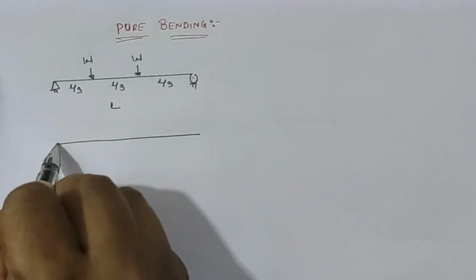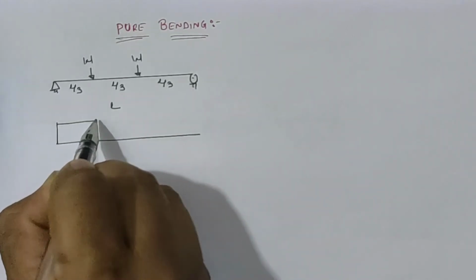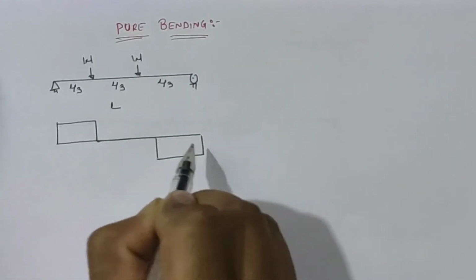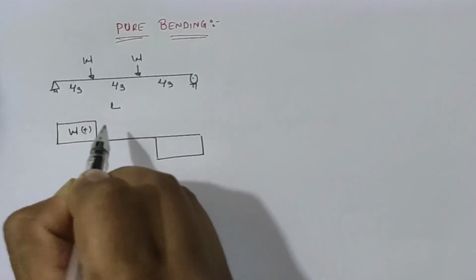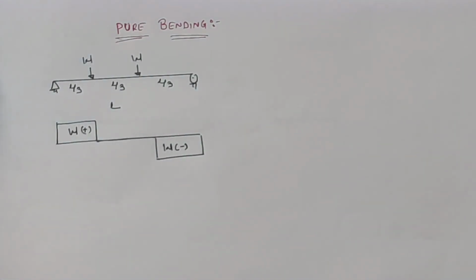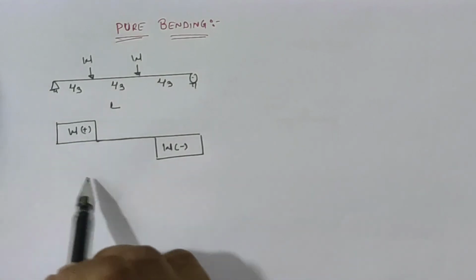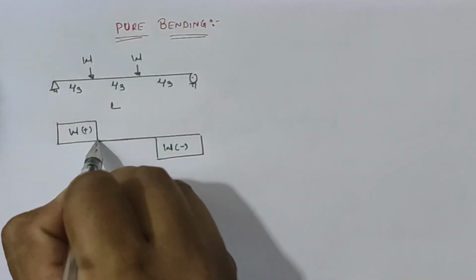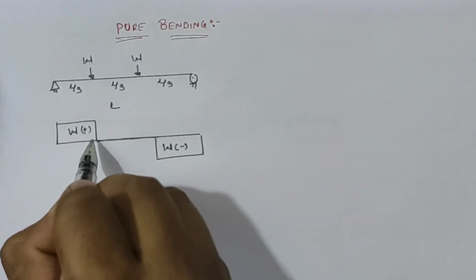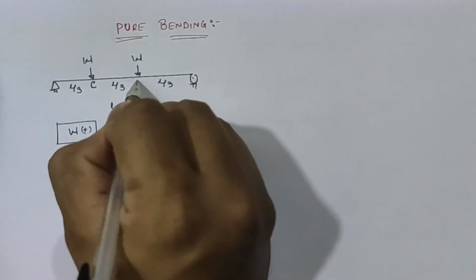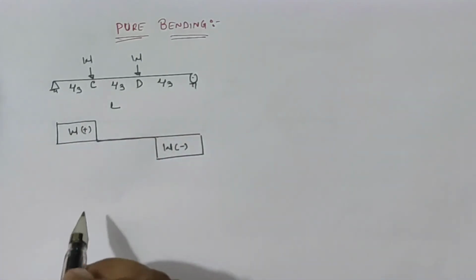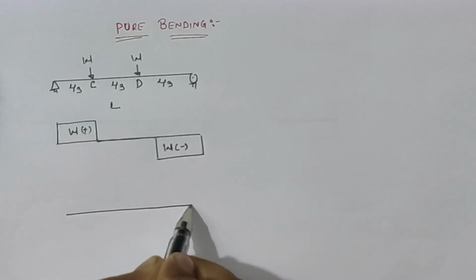If we draw the shear force diagram using the concept of shear force diagram for point load, it is as shown in the figure, where the positive value is W as well as the negative value is also W. Observing the shear force diagram, in the middle L by 3 part our shear force is 0 throughout. Let us assume the points C and D, then from C to D the shear force is 0.